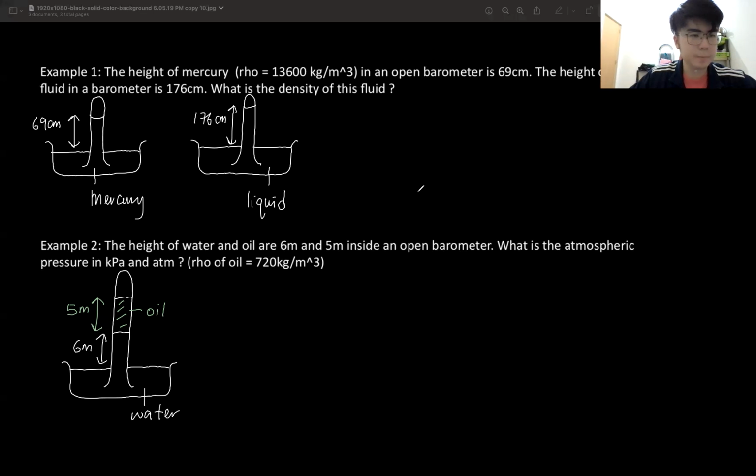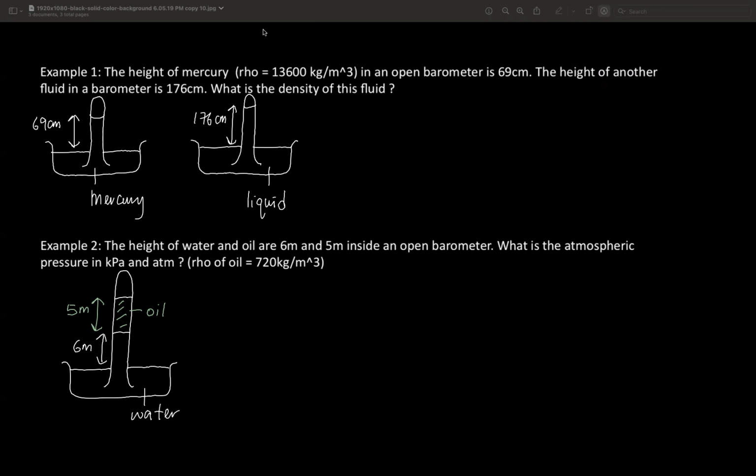Okay, let's look at the answers. The height of mercury in an open barometer is 69. The height of another fluid in a barometer is 176. What is the density of this fluid? We take the point that is the same as the atmospheric pressure. So this point here and this point here.